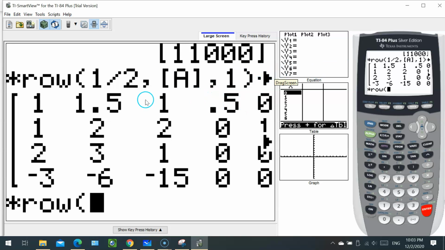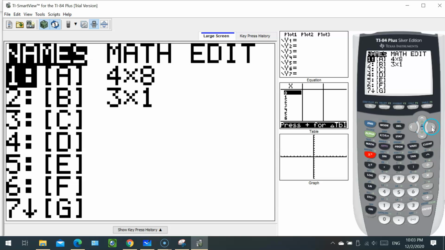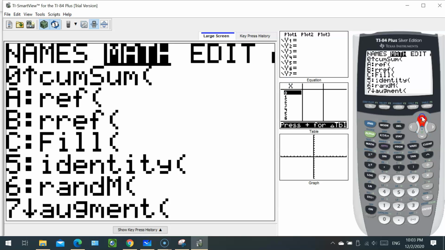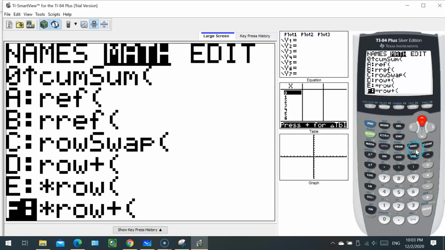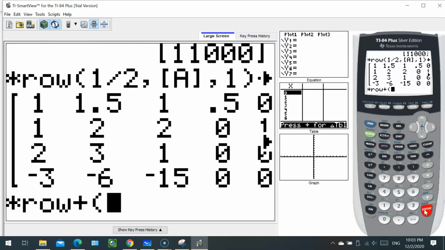After you hit the enter key, you will be able to see this number has changed from 2 turned to the 1. Now we continue to give a command to get rid of these 3 numbers. So this one, we have to go with a *row+. So click on second matrix, go to the math, go find the *row+. You hit the enter key.